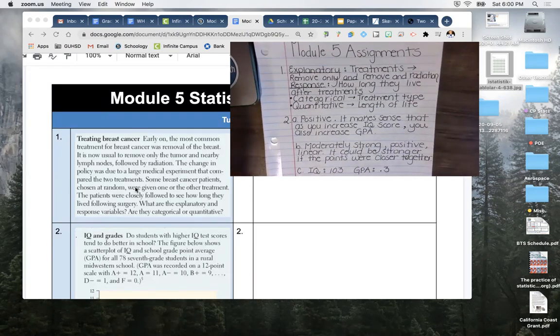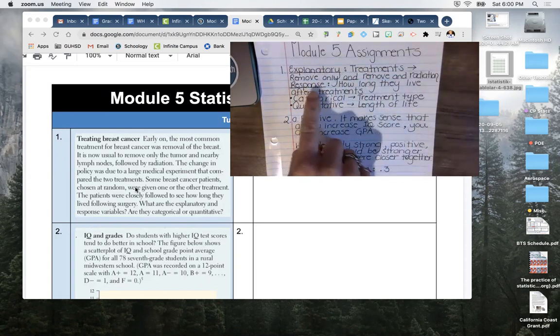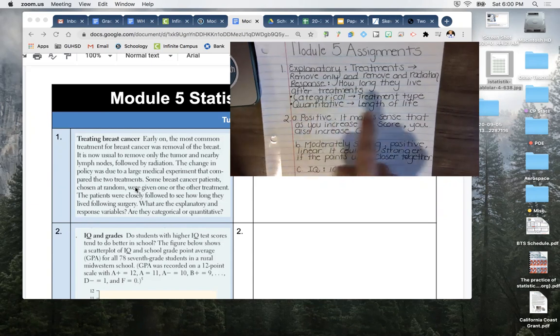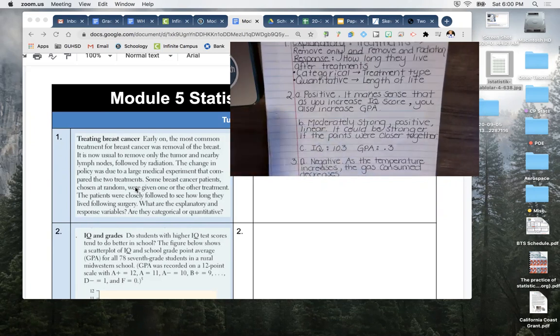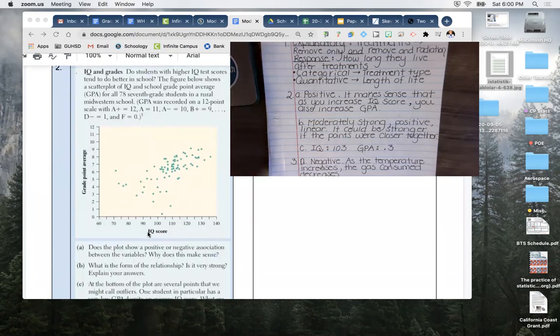It asks then, are they categorical or quantitative? Well, the first one would be categorical because you're talking about treatment type. So you have remove only and remove in radiation. So that's categorical information. The second one, the response, is going to be quantitative because it is the length of time or length of life in this case. So that is going to be measured with a number. So quantitative data.